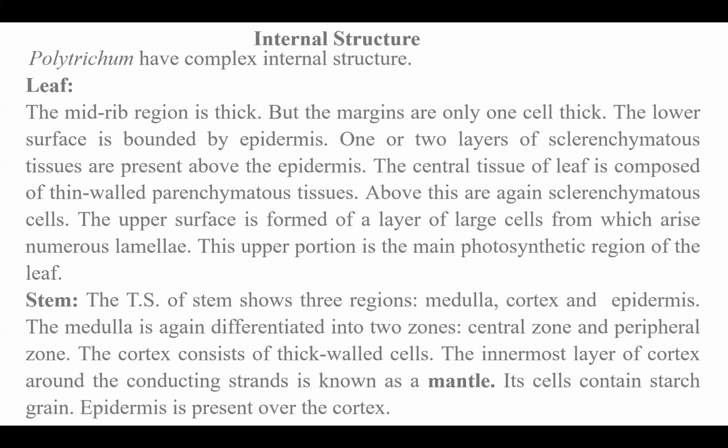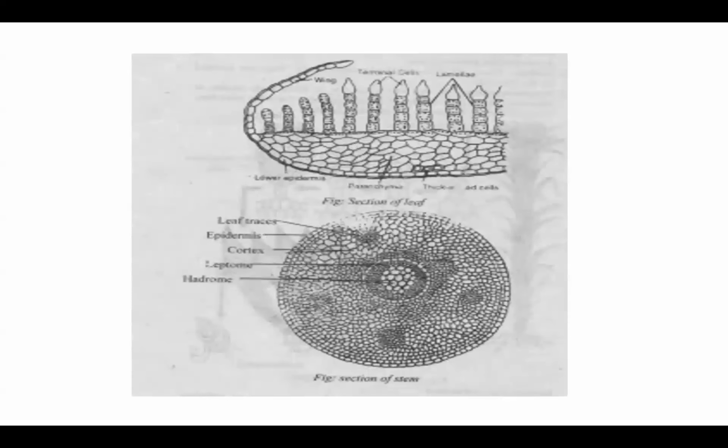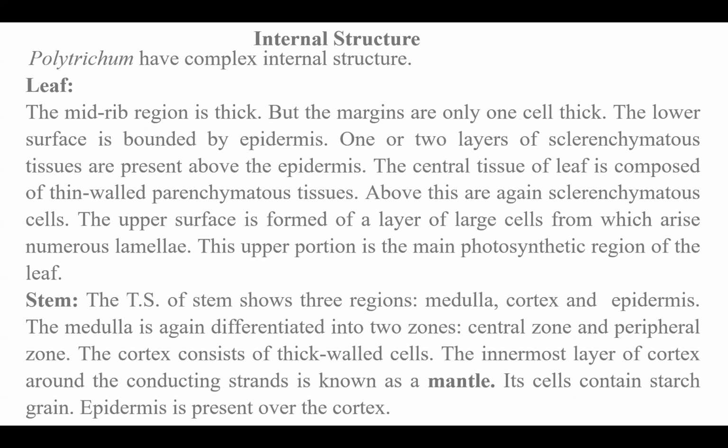Next comes the leaf anatomy. In this diagram, you are able to see the leaf anatomy in the upper diagram. The leaf has somewhat thin-walled cells, and at the middle, it is thick-walled. The specialty of the leaves is that they cover the stem up to a certain extent.